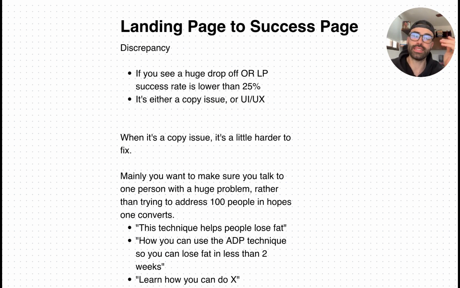This is, guys, super common. Like this is super super super common. And when you see this issue, this is where the leakage is happening, right? If you see a huge drop off, or the landing page success rate is lower than 25%, meaning 25% or less in conversion, right? So people are landing on your page. So let's say 100 people land on your page, and less than 25 of those people are actually submitting the form, or going on to the next step. This is when this is the issue. This is a discrepancy.